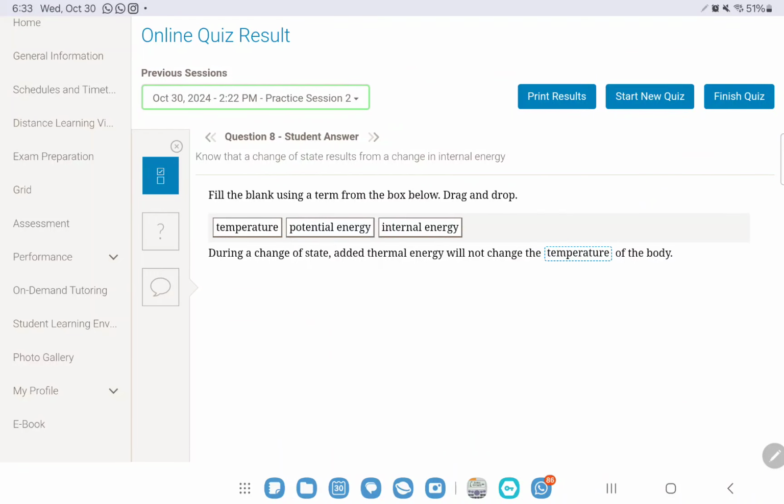During a change of state, when thermal energy is added, the temperature will not change. Memorize this. When you have a change of state and you add thermal energy, it will never, ever, ever change the temperature of the body. Will it change internal heat? Yes, but the temperature that you see when you measure will not change.